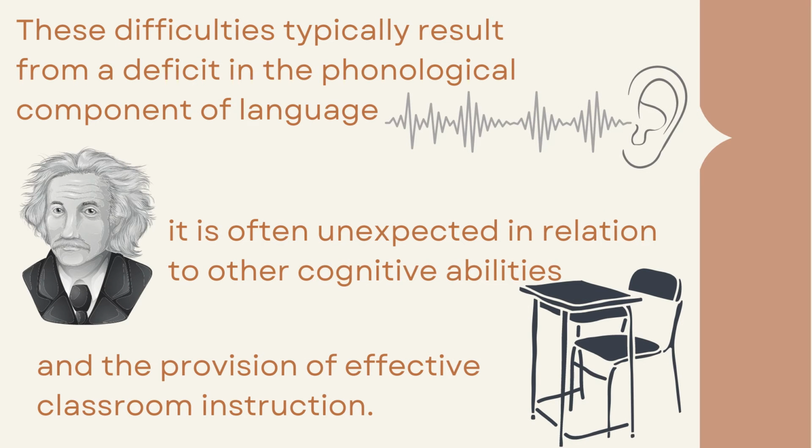These difficulties typically result from a deficit in the phonological component of language. This means difficulty with the sound system of our language. It is often unexpected in relation to other cognitive abilities, meaning they have the intelligence to learn other information as well as learn to read and write. So think Einstein, Winston Churchill, Carl Jung, Thomas Edison. Provision of effective classroom instruction means the student has been in an environment that others have been able to learn in.